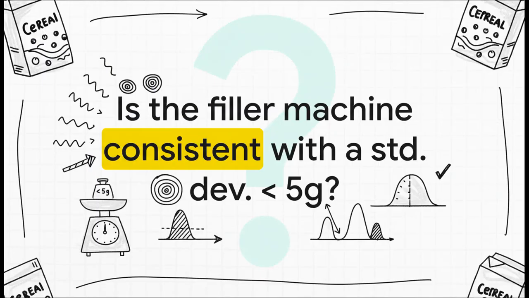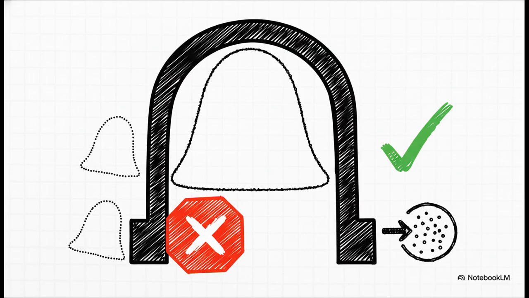In this cereal box example, it's perfect. A cereal company doesn't just want the average box to have the right weight, they need every box to be really, really close to that weight. They need high consistency. So the question here is literally about the standard deviation, which makes it totally obvious which path we're taking.